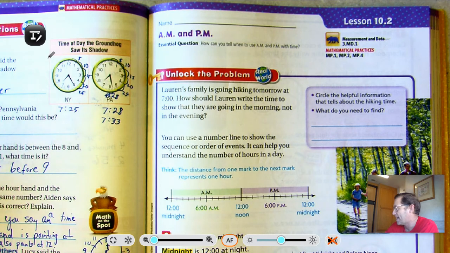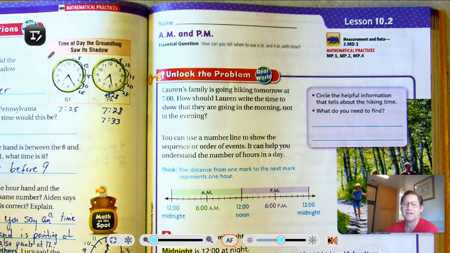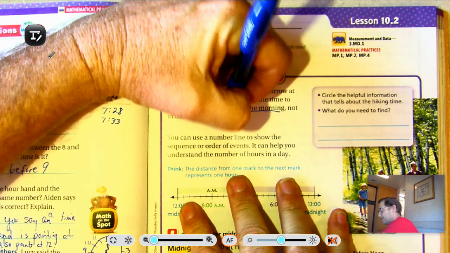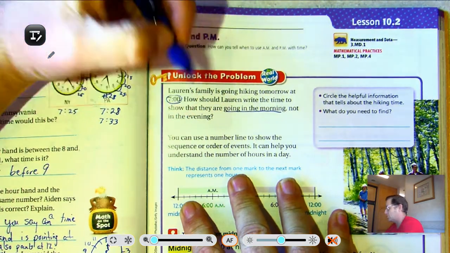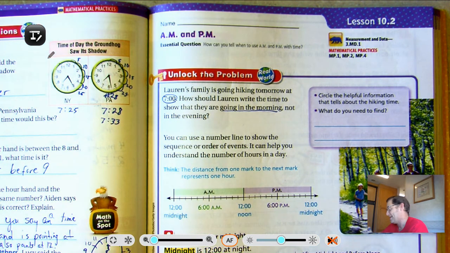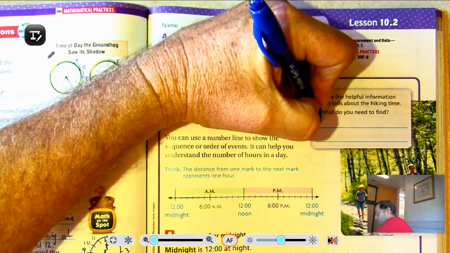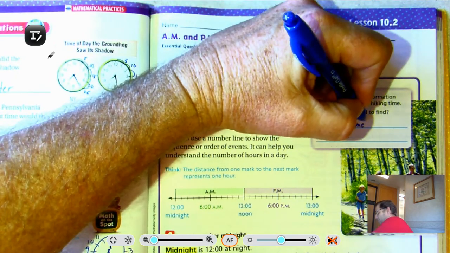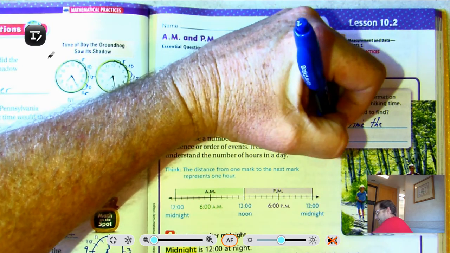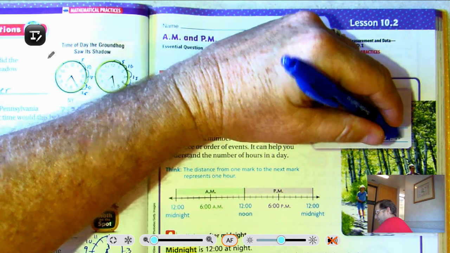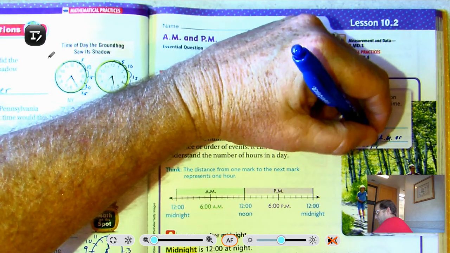Lauren's family is going hiking tomorrow at 7. How should Lauren write the time to show that they are going in the morning, not in the evening? Going in the morning. So circle the helpful information. They're going hiking at 7, and I need to find out what time the hike is. 7 a.m. or 7 p.m.